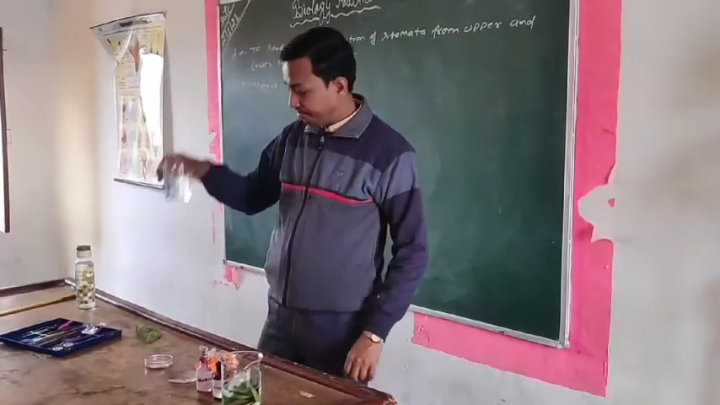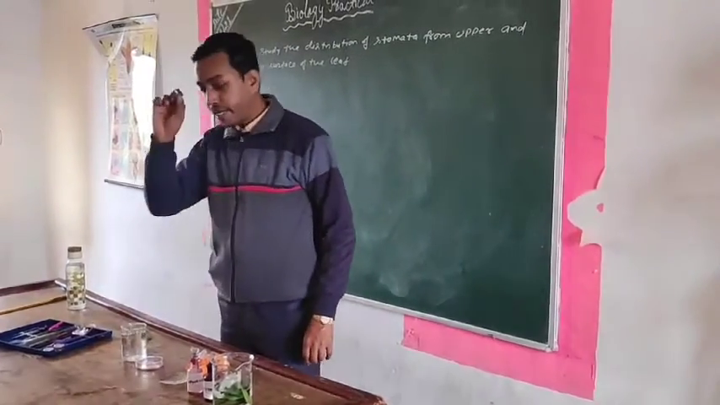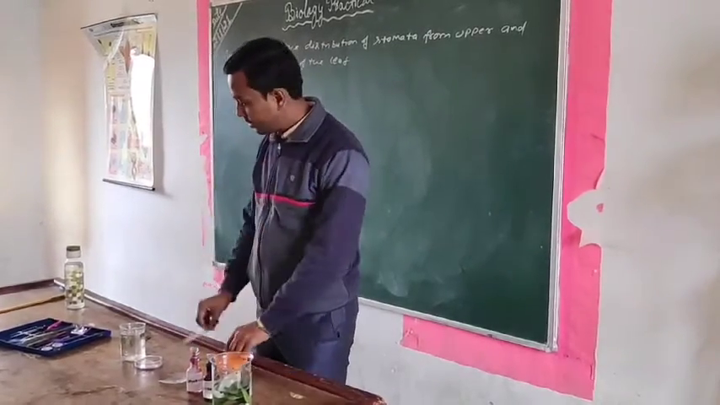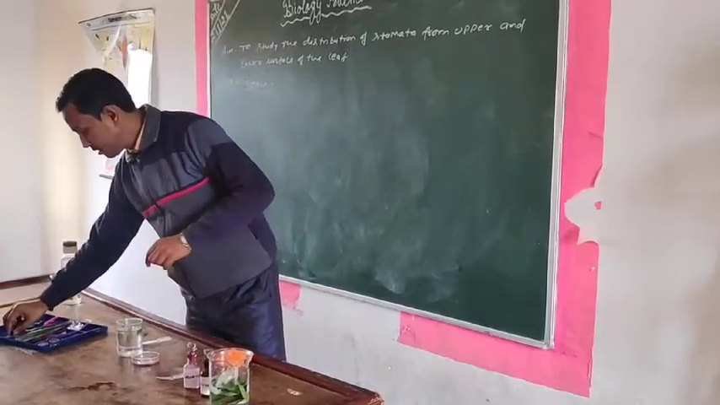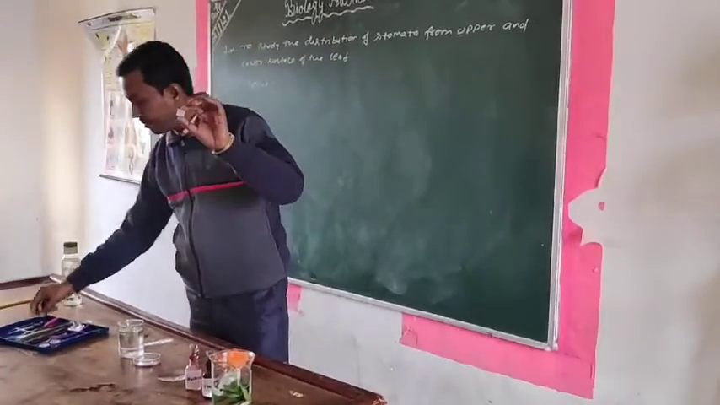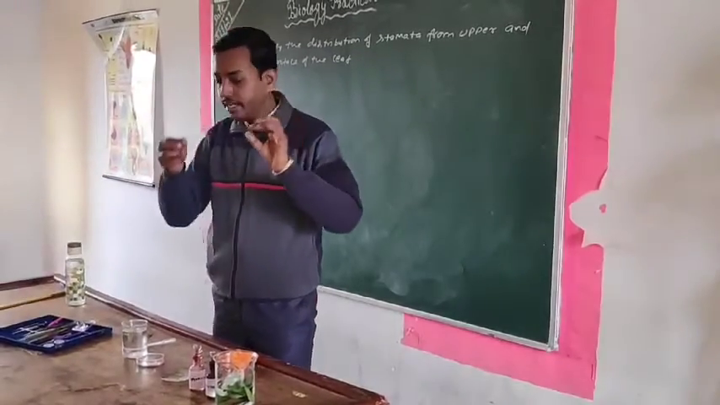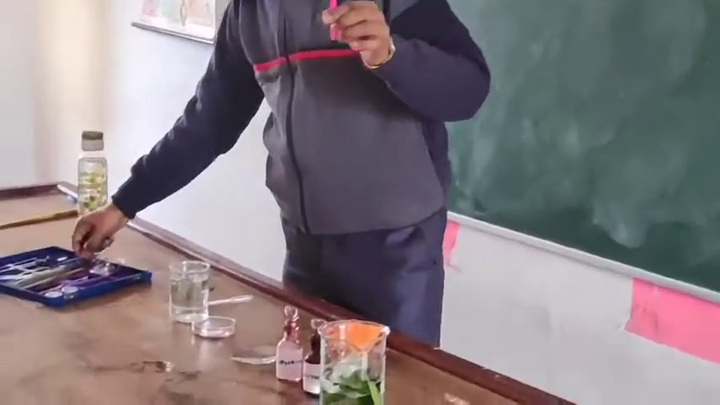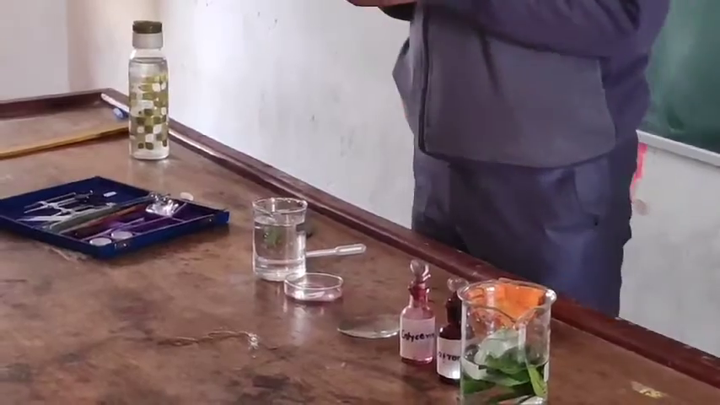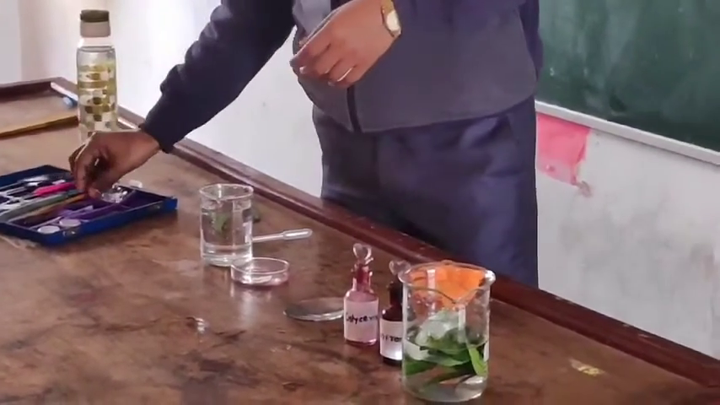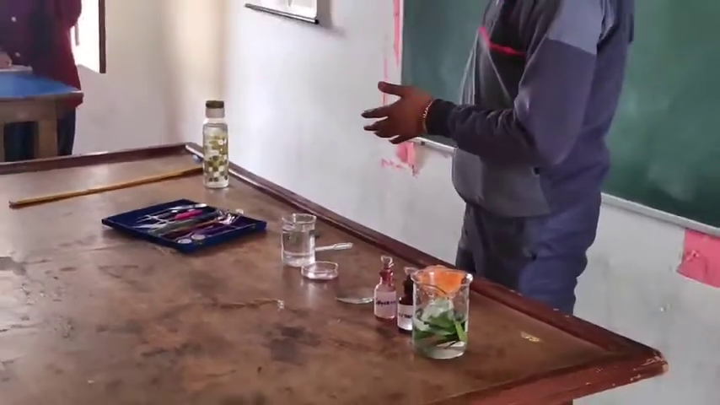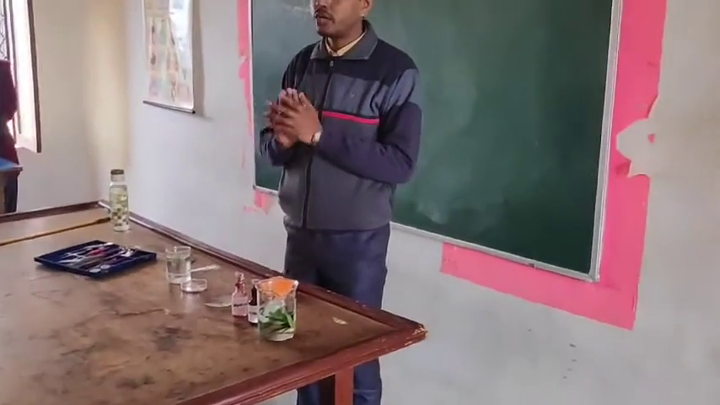The water, sharp blade, dropper, cotton, cover slip, slide, needle and forceps, and brush. These are the different things that we need to demonstrate the distribution of stomata on the upper and lower surface of the leaf.